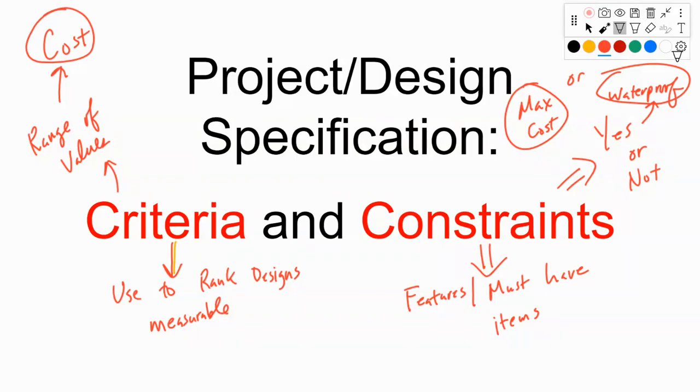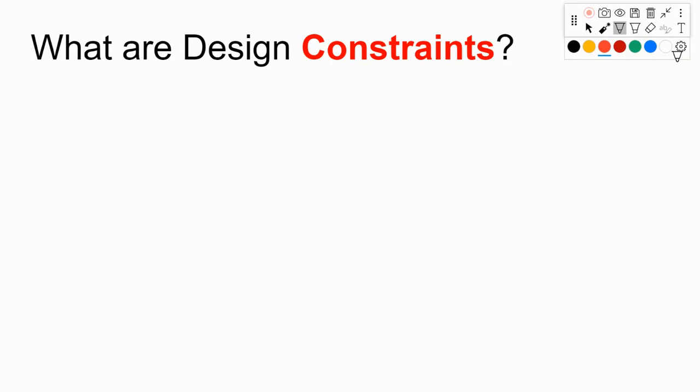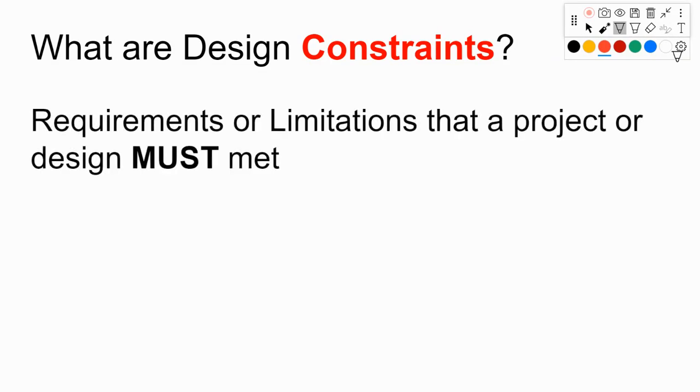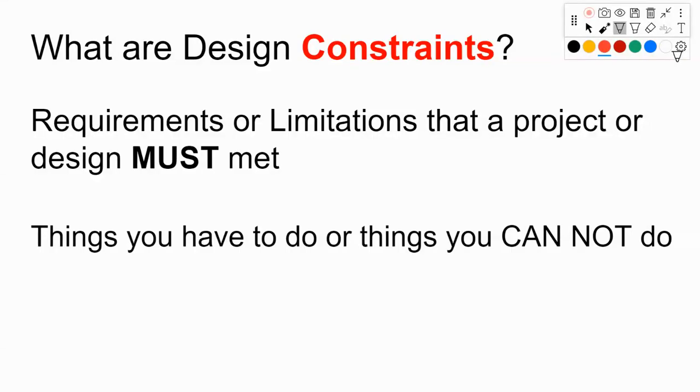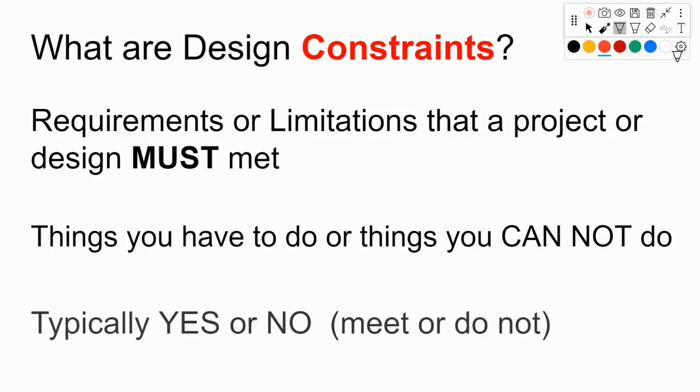So those are your two quick terms, criteria and constraints. And again, what are constraints? Your constraints are things that must be met. So the project features that must be met. They're requirements or limitations. They're things you have to do or things that you cannot do. And again, they're typically yes or no.